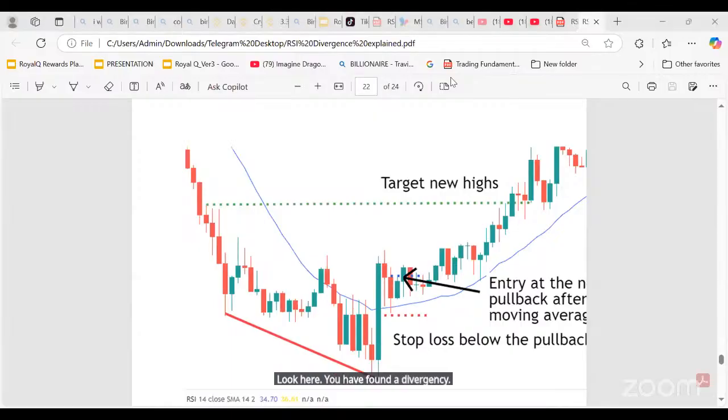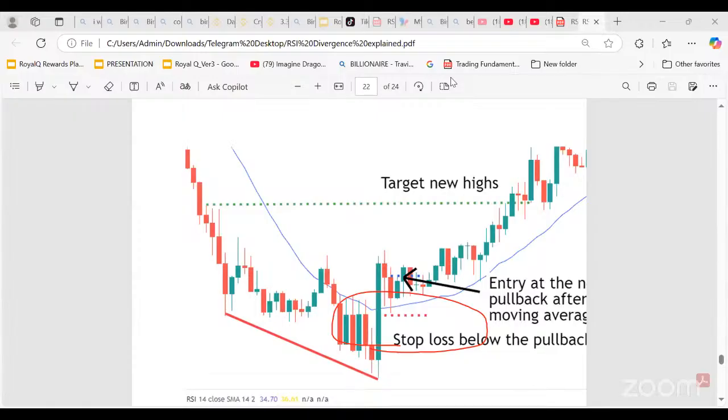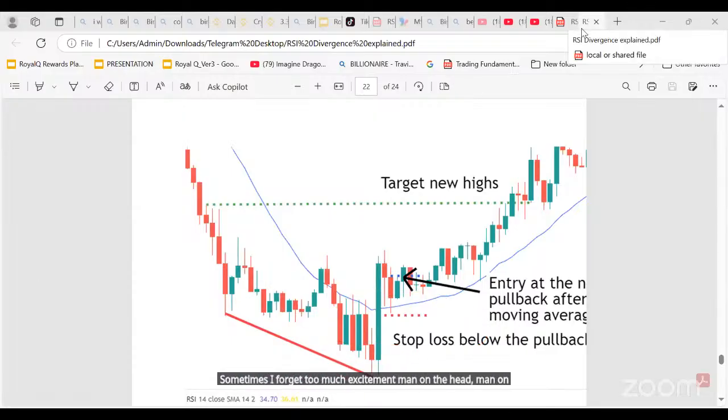Woo! Kotolo, mangungu, baludi kochana, jigani kana, dankuku, magugu. Every time Whenever there is opportunity, the robot sells. Whenever there is opportunity, the robot buys. Whenever if you don't know you, me I no go to this. Sometimes I forget. Too much excitement. Man on the head, man on the toy. Man. Where did this robot come from?